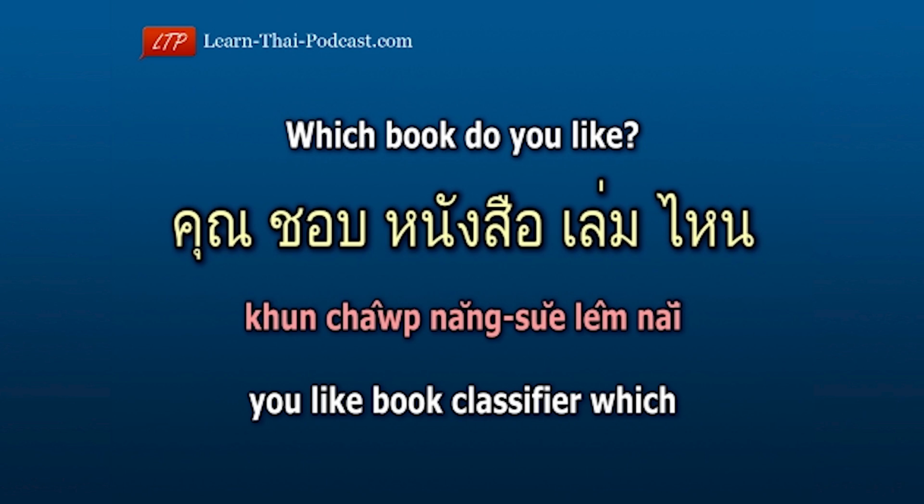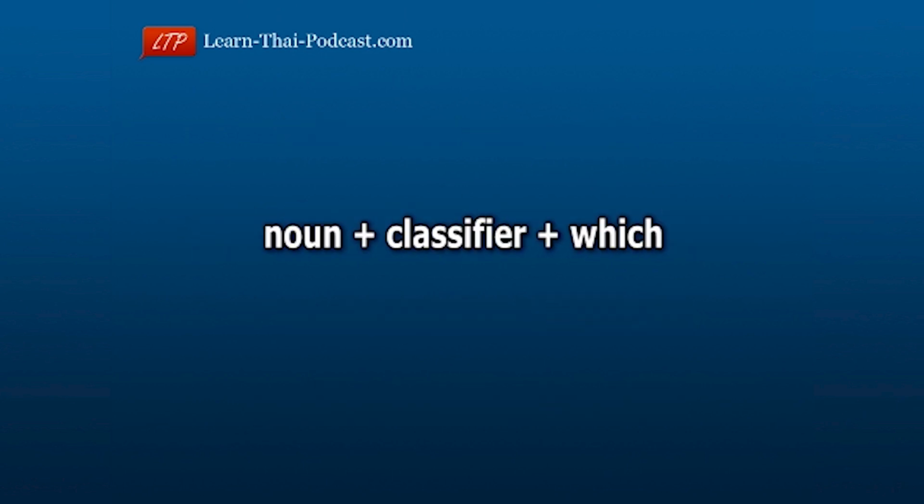You คุณ, like ชอบ, book หนังสือ, classifier เล่ม, which. ไหน You like book classifier which. คุณชอบหนังสือเล่มไหน So in this example, we have first the noun, then the classifier, and at the end of the sentence, which.